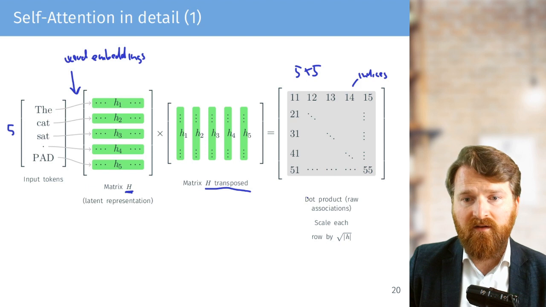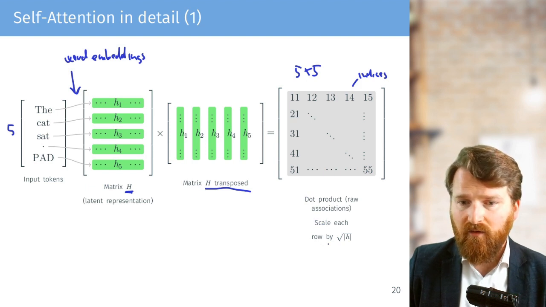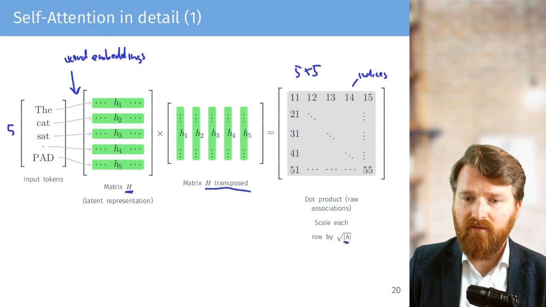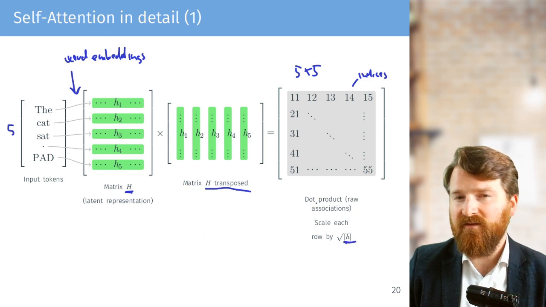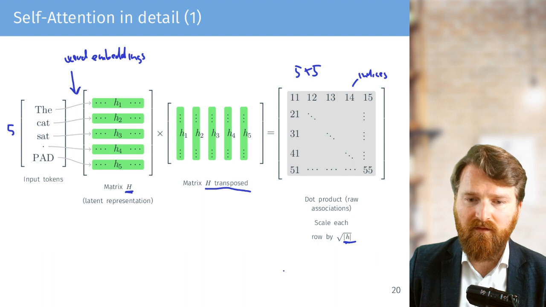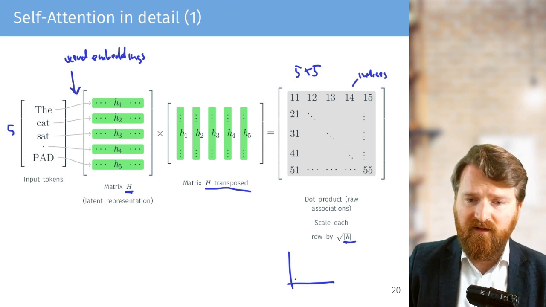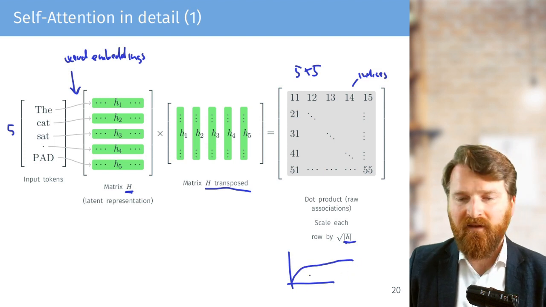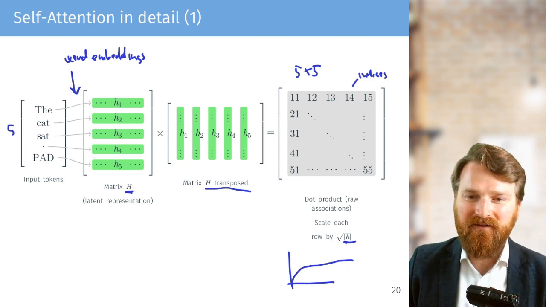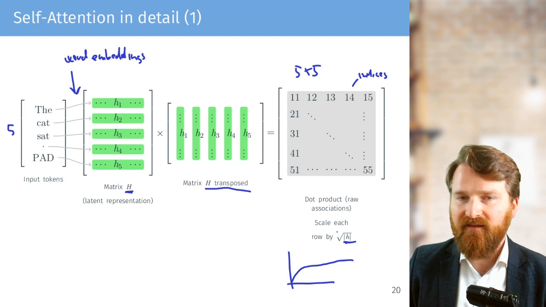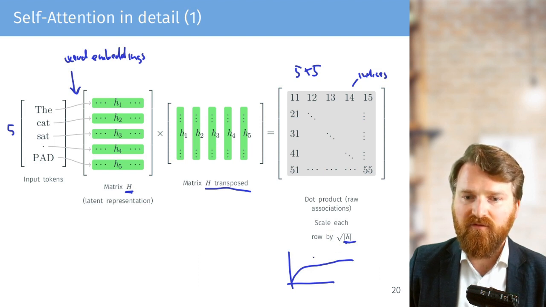In self-attention, we do one operation: we scale each row by taking the absolute value and square root. What does that do? If we take the absolute value, we have only positive real numbers, and the square root would look roughly like this function. The idea of scaling is not to have super large numbers.